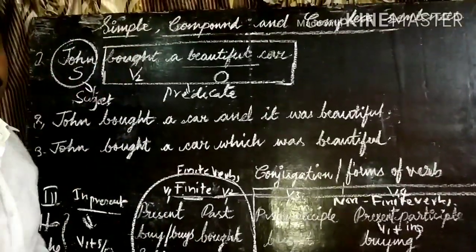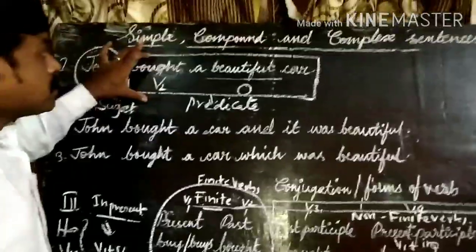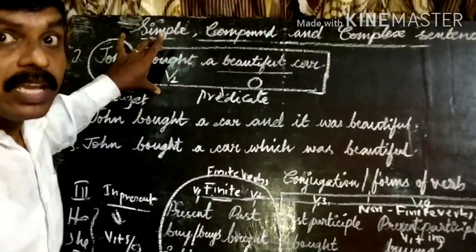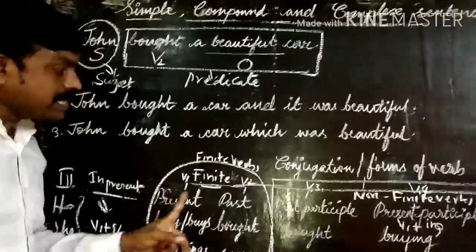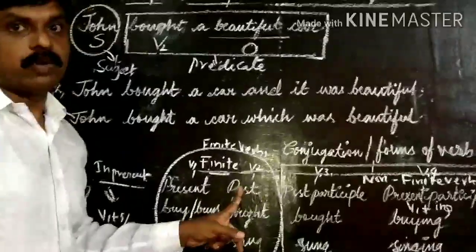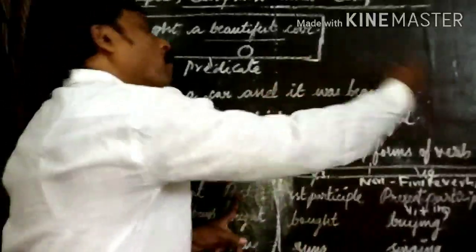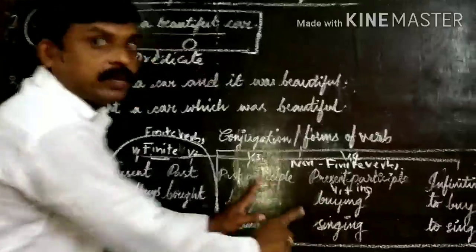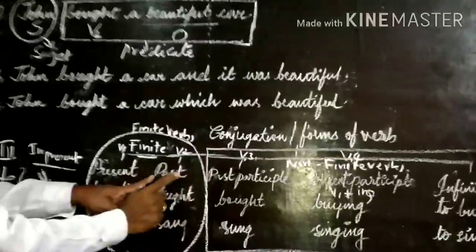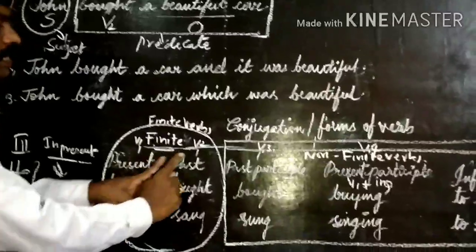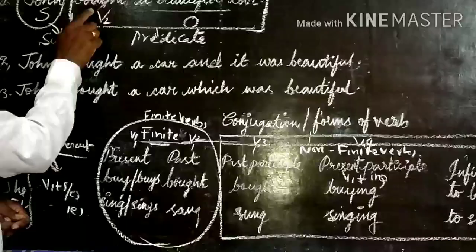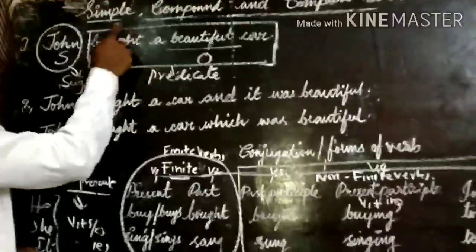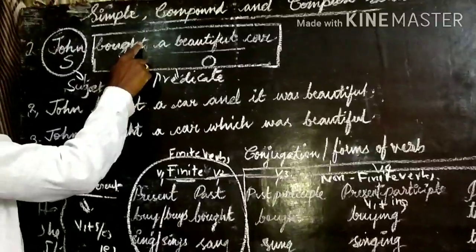Let us come back to our example. A simple sentence must have only one finite verb, either present or past. There may be more of the remaining forms, but they will not be taken into consideration, only the present or past forms. Here, in this example, only the past form. Only the past form, isn't it?